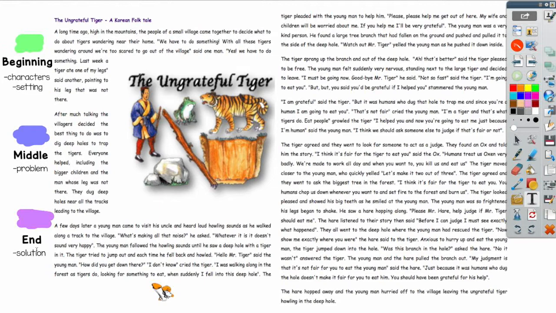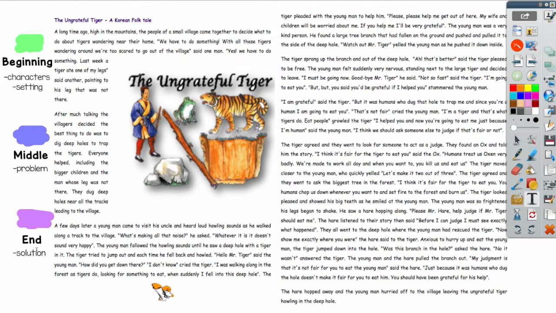So let's get started. A long time ago, high in the mountains, the people of a small village came together to decide what to do about the tigers wandering near their home. We have to do something. With all these tigers wandering around, we're too scared to go out of the village, said one man. Yes, we have to do something. Last week a tiger ate one of my legs, said another, pointing to his leg that was not there.